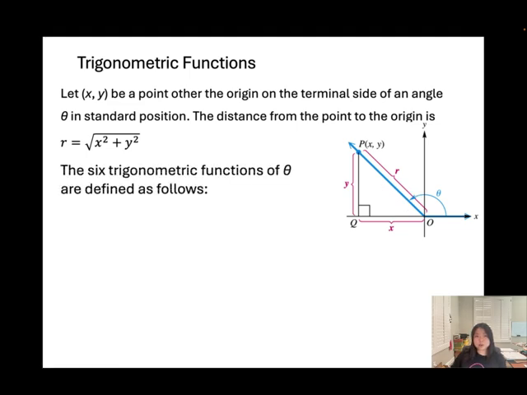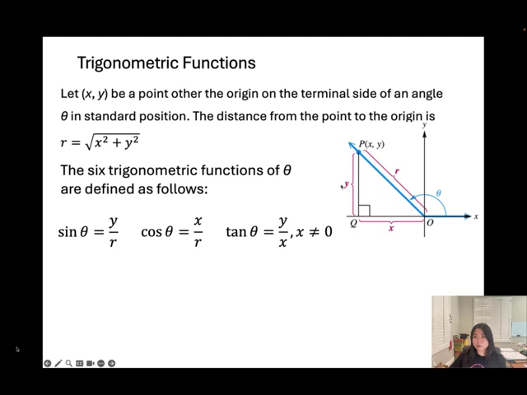The 6 trigonometric functions of theta are defined as follows. Remember, for sine theta, you can pretend the theta is here. So sine theta will be equal to opposite over hypotenuse, which is y over r. And cosine theta will be equal to adjacent over hypotenuse, which is x over r.